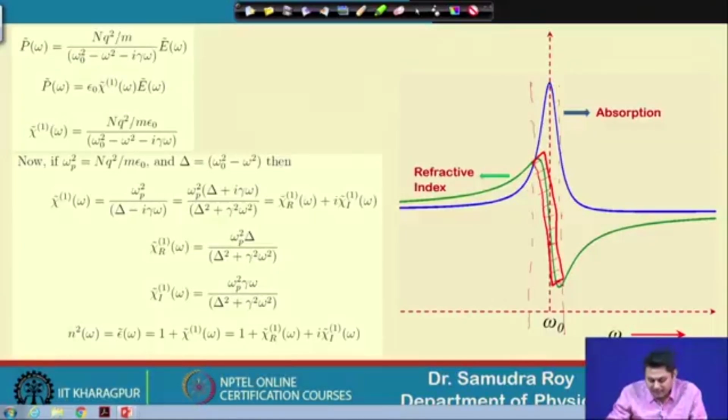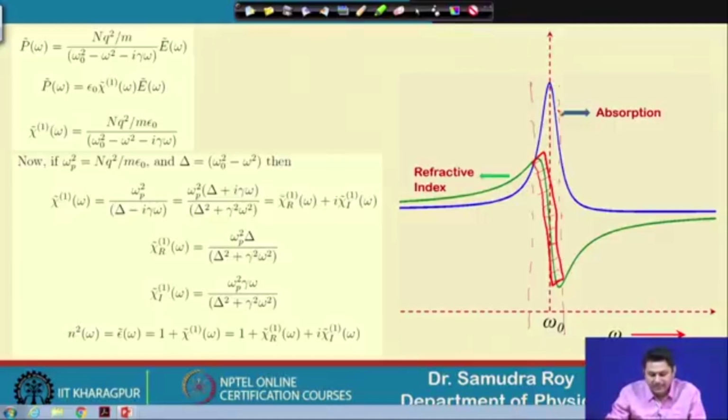This is very close to the region of absorption. Absorption is the point where most of the energy can be absorbed. That means we are very close to the resonance. The frequency is very close to the resonance frequency of the material. Then what happens? Most of the energy will be absorbed.